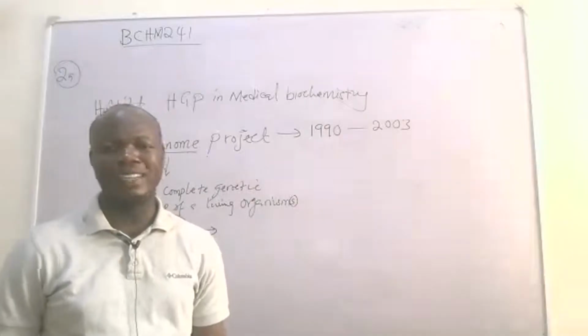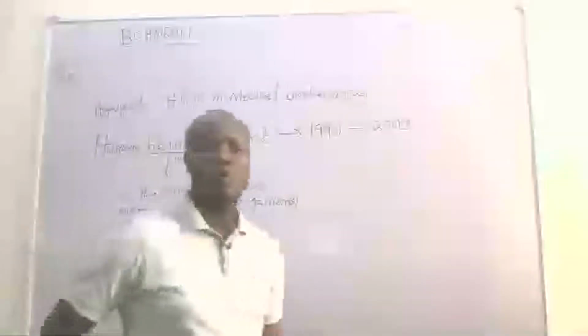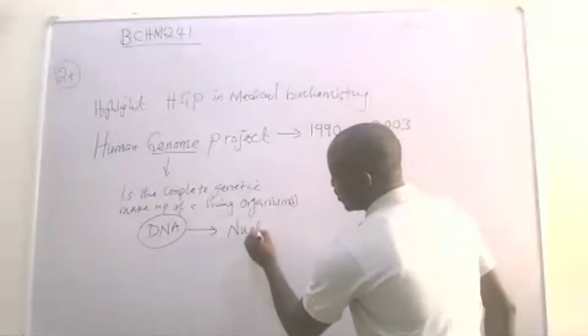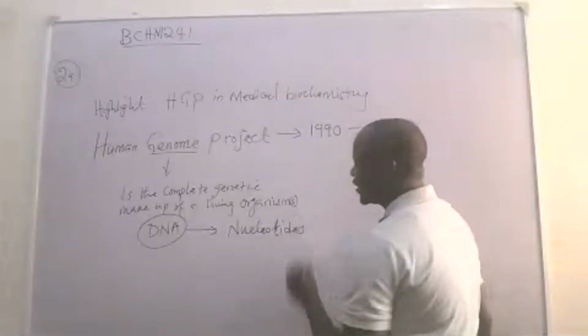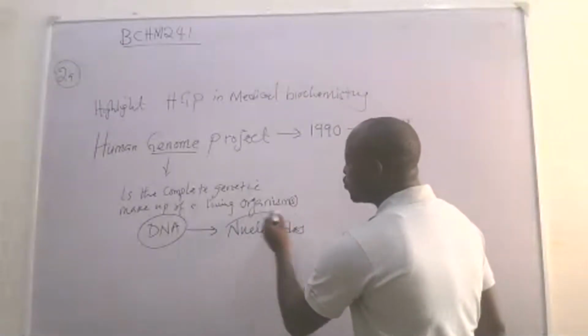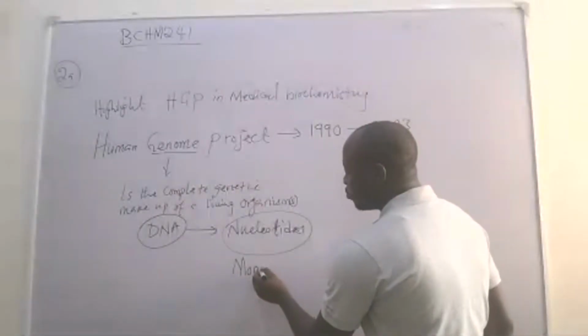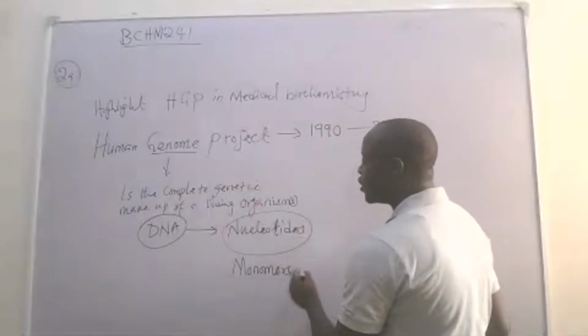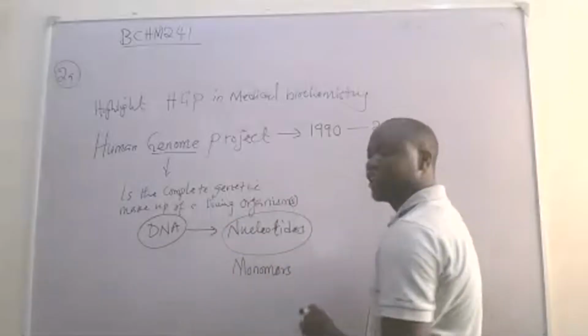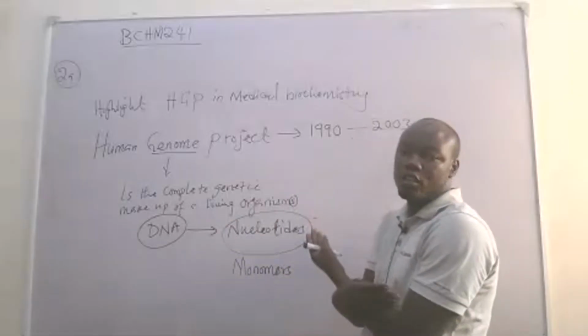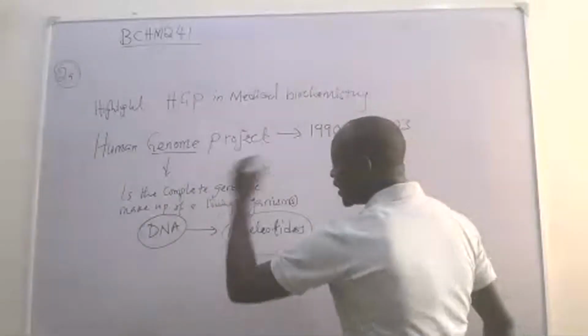Excellent, Simon. It's nucleotides. So nucleotides are the monomers. We call them monomers of DNA. So it is these nucleotides that join together to produce DNA.